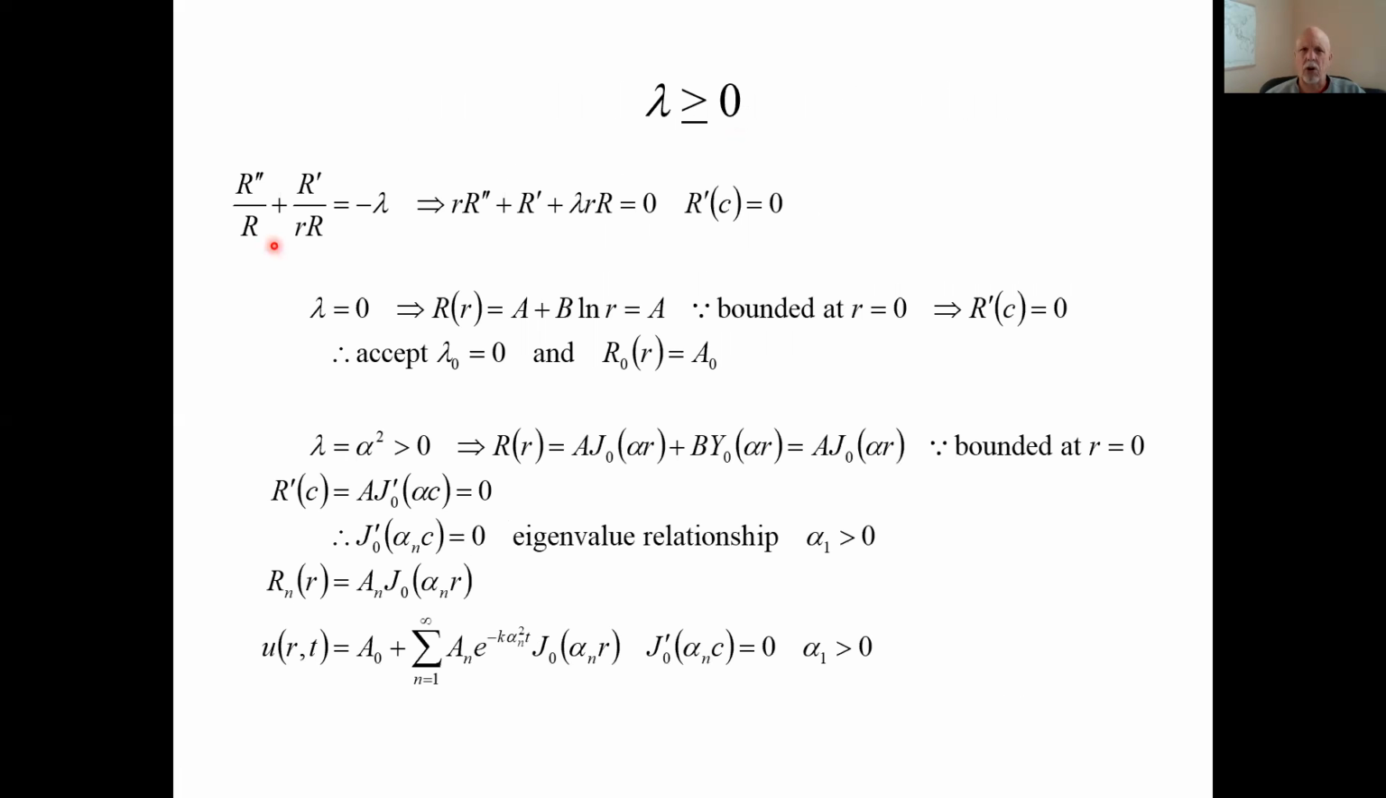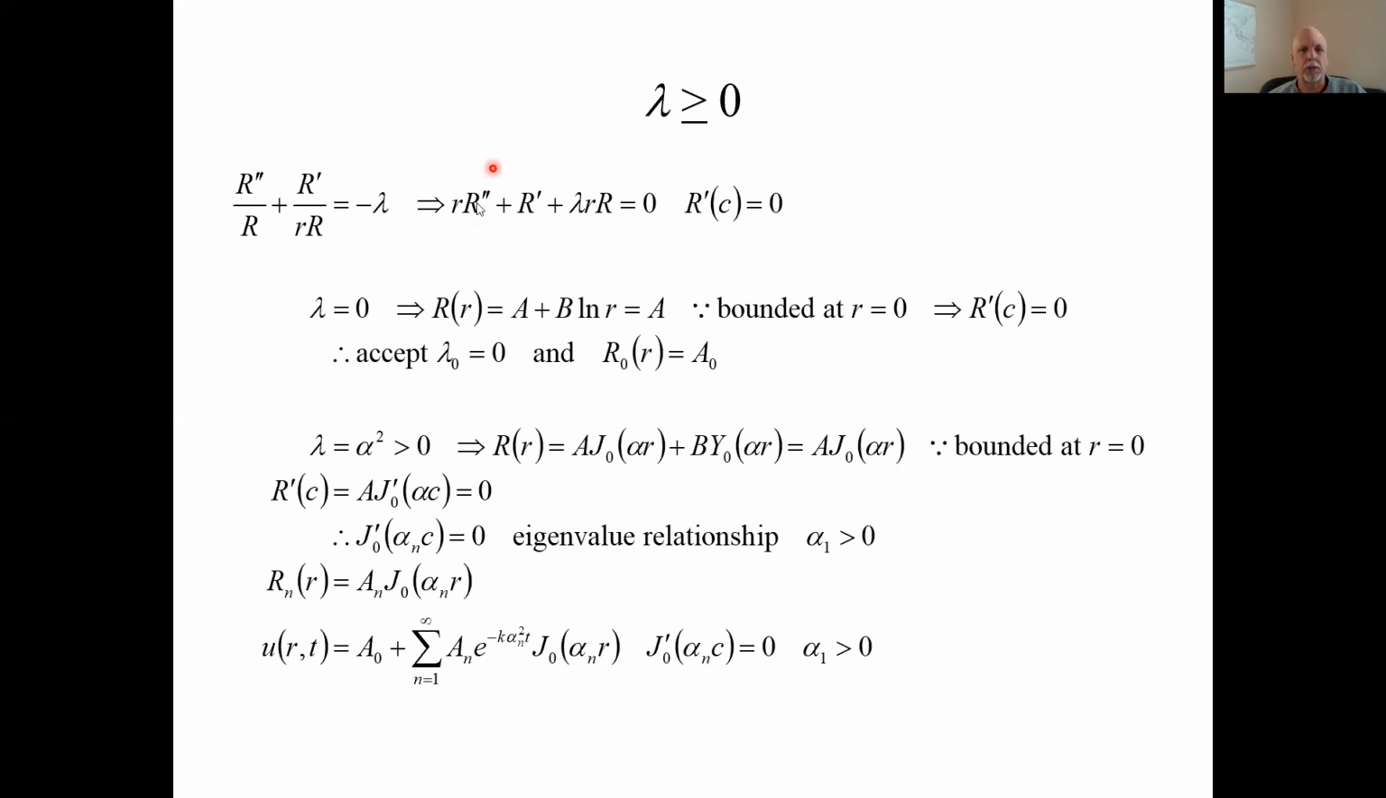So now let's look at the R equation. Here's what it was separated. A little algebra. And this again is Bessel equation of order 0. No, it's not. Well, it will when lambda is not equal to 0. First, let's look when lambda equals 0.